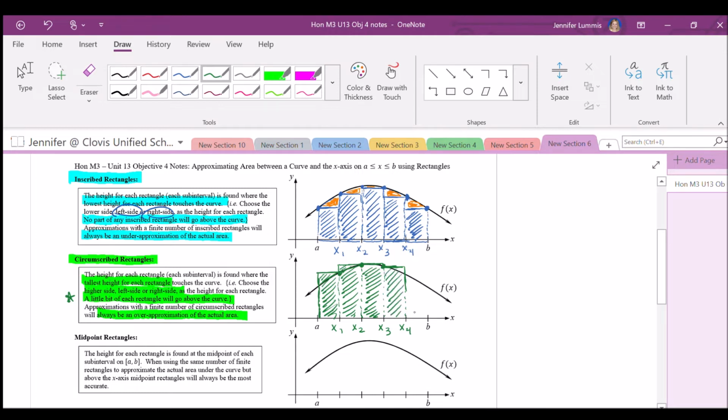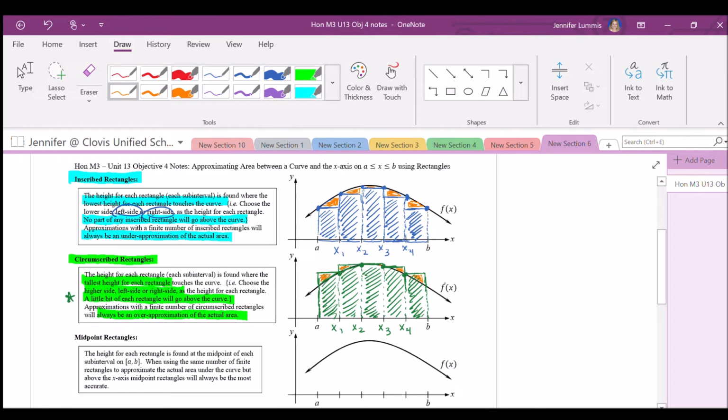Same thing from x4 to b. The highest point on this curve is at x4. So that will be the height of this last rectangle. And then again, you can see all the little bits that were above the curve that averaged too much. So if you're thinking those might be equal to the amount we were under approximating from the first example, it's close, but they're not equivalent.